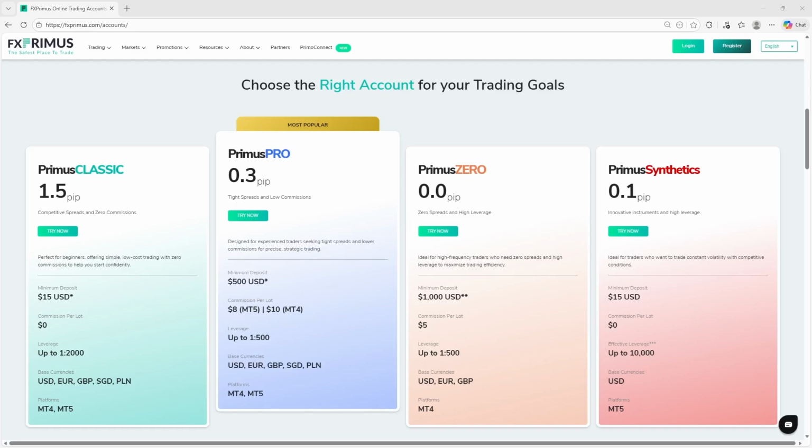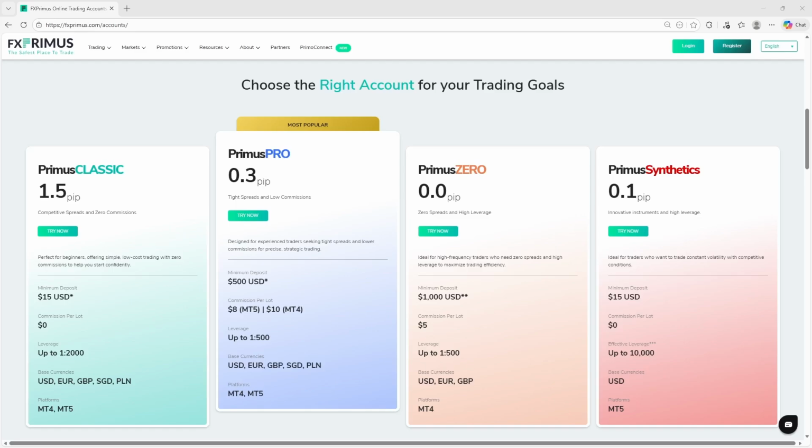or swing trading. The Zero account pushes spreads down to zero on major instruments, but offsets that with a per-lot commission, making it more suitable for scalpers or high-frequency traders who prioritize spread compression over simplicity. FXPrismus also offers a synthetics account with ultra-tight spreads and extremely high effective leverage, designed specifically for traders looking to trade proprietary synthetic instruments rather than traditional forex pairs.